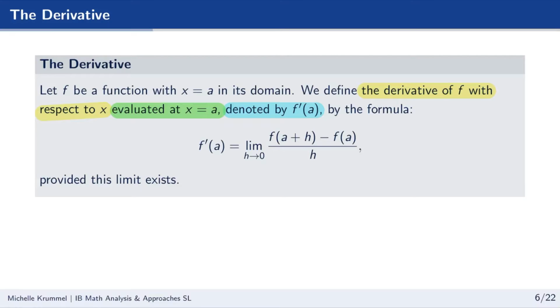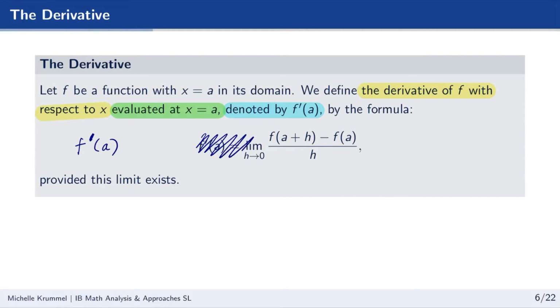So let's read through that one more time. f is a function with x equals a in its domain. The derivative of the function f with respect to x, evaluated at x equals a, so we're just thinking about what's happening on the graph of this function at the point where x equals a, is denoted by f prime of a. This symbol right here, when we read it, we say prime. f prime of a is called the derivative of f at x equals a. So f prime of a is equal to the limit as h approaches 0 of f of a plus h minus f of a over h.